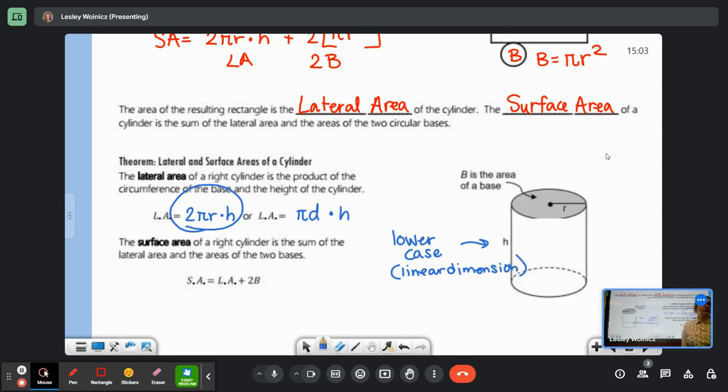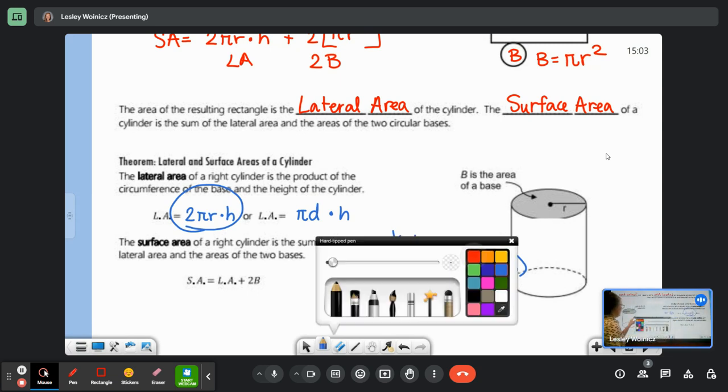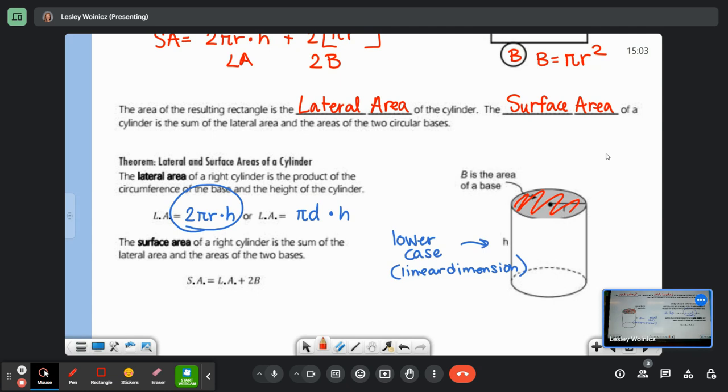Okay? The length, the width, the height, those are all linear dimensions. The radius is a linear dimension. They all get lowercase letters. Okay, look at this base. Is that linear? That's two-dimensional, right? So this base has a big capital B. So our capital letters we use for 2 dimensions.